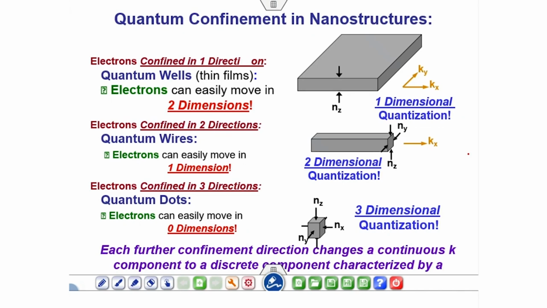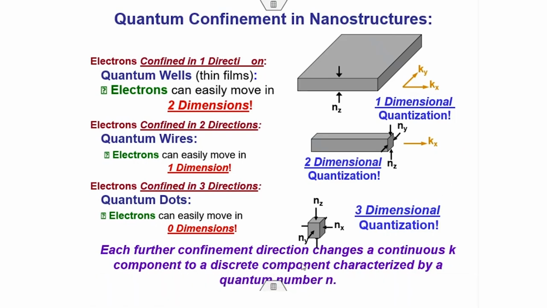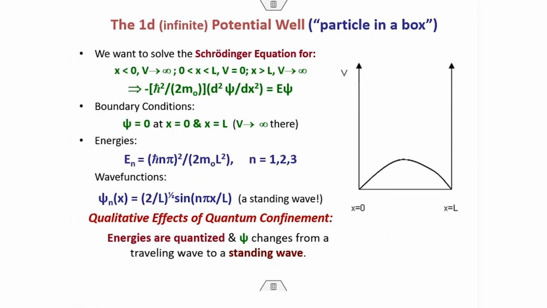So, each further confinement direction changes a continuous component of k to a discrete component, given by quantum number n. How is it so? Well, let us consider the particle in a box problem.